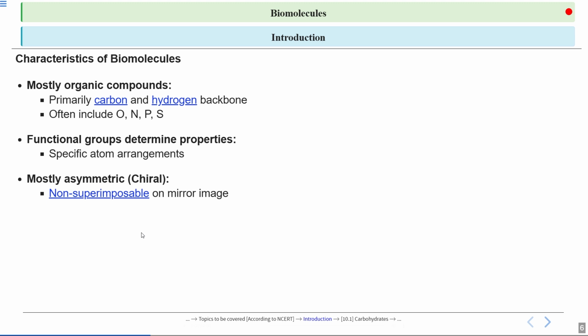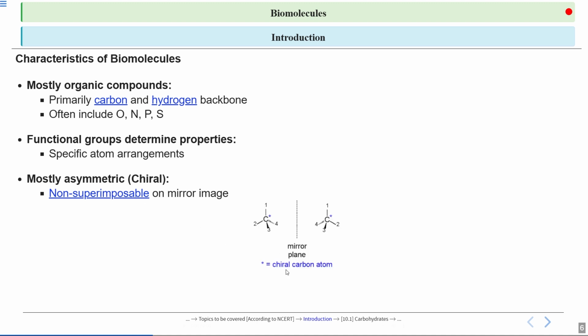Now, what does chirality mean? Chirality refers to the property where a molecule cannot be superimposed on its mirror image. Okay, very much similar to your right and left hands. So this asymmetry is important in biological systems.